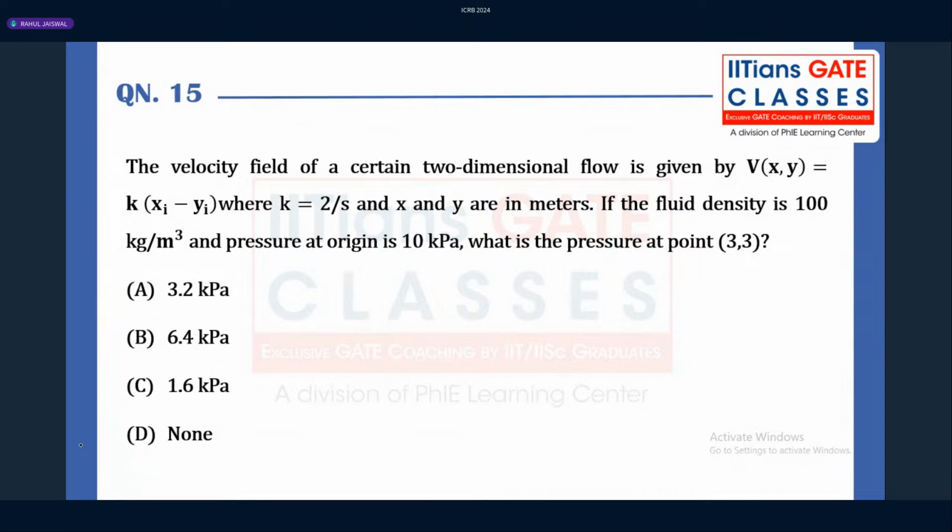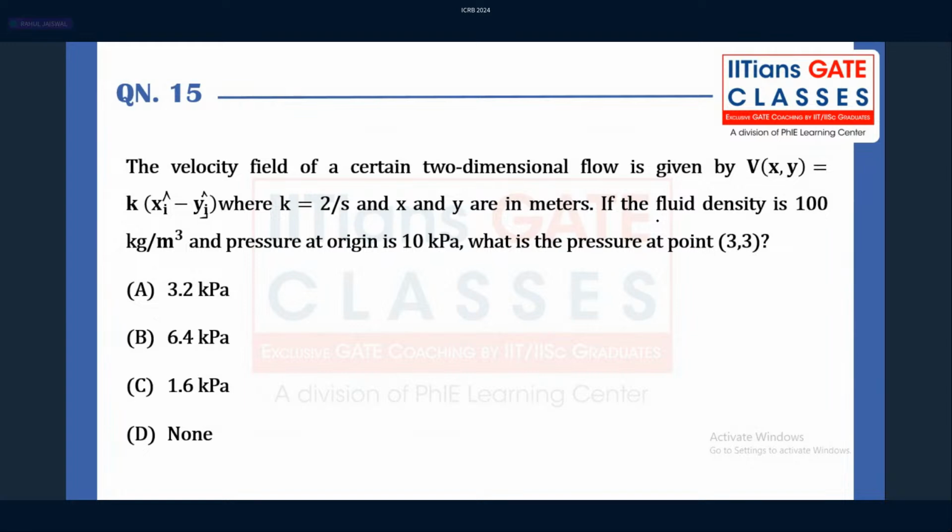The velocity field of a certain two-dimensional flow is given by the velocity vector V = kx i minus ky j cap, where k is 2 per second, and x and y are in meters. If the fluid density is 100 kilogram per meter cube and pressure at the origin is 10 kilopascal, what is the pressure at point (3, 3)?